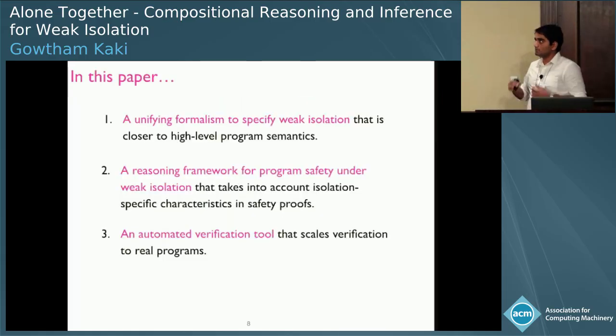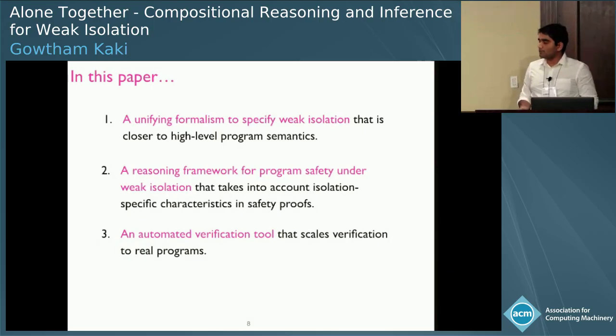So we basically propose a unifying formalism to specify weak isolation properties that is closer to high-level program semantics rather than low-level system-specific implementations. We also propose a reasoning framework for program safety under weak isolation that takes into account isolation-specific characteristics. That is, it makes proofs easier if the isolation is stronger, but requires the programmer to reason about more interleavings if the isolation level is lower.